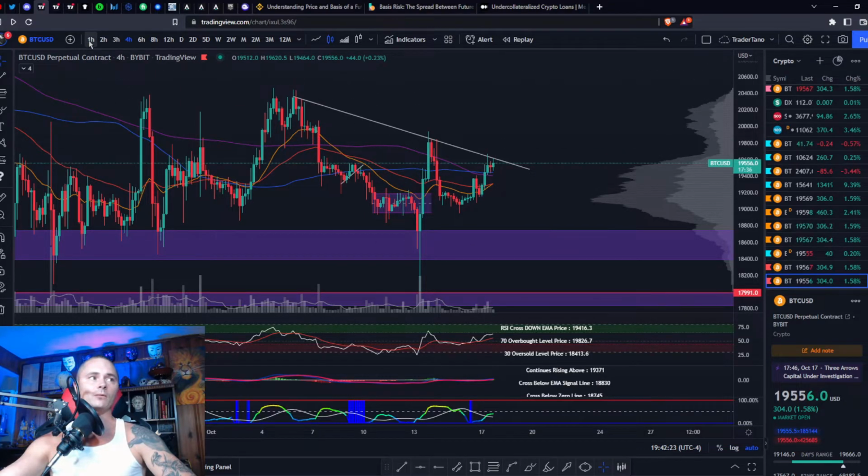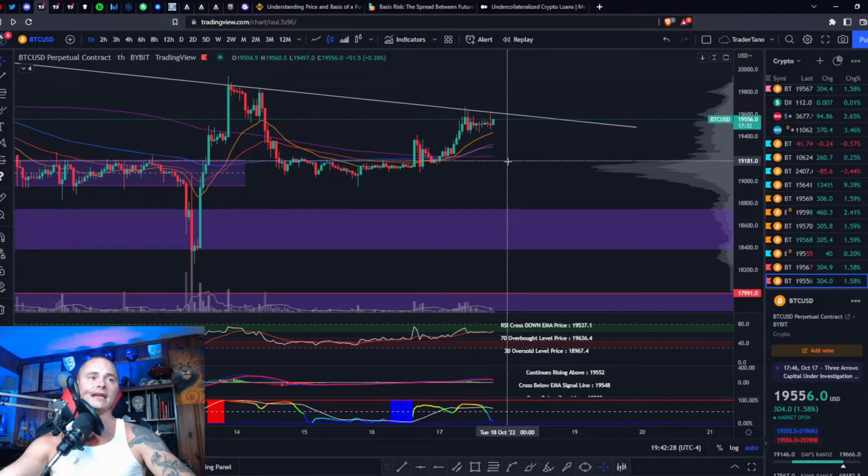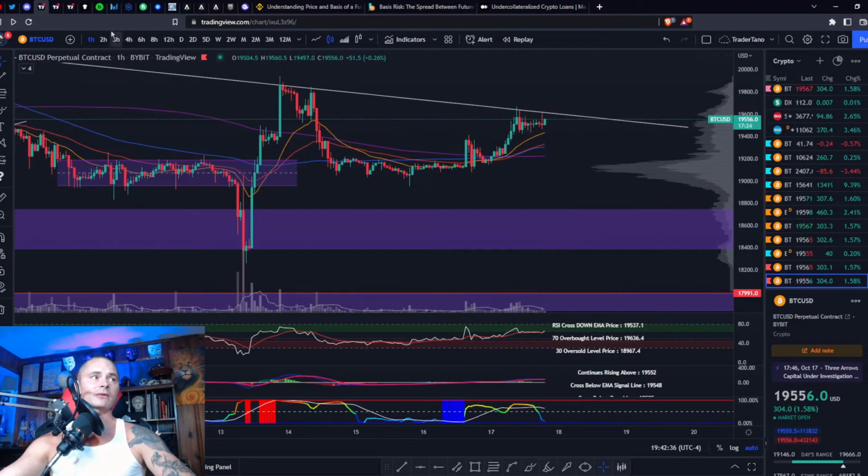Just got to wait for it to go sideways and grind out this range for a little bit on the 1-hour, this trend line. But it's either going to break it or it's going to break the moving averages. So we're either going to probably 23 or 16,500. That's basically what I'm looking at right there.